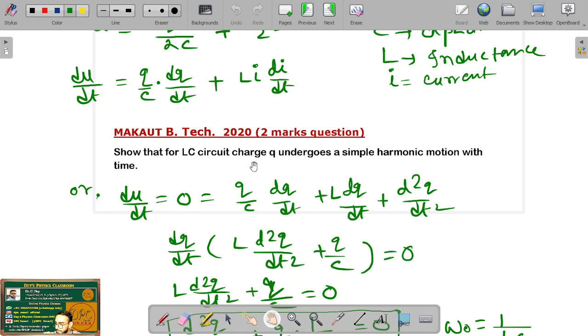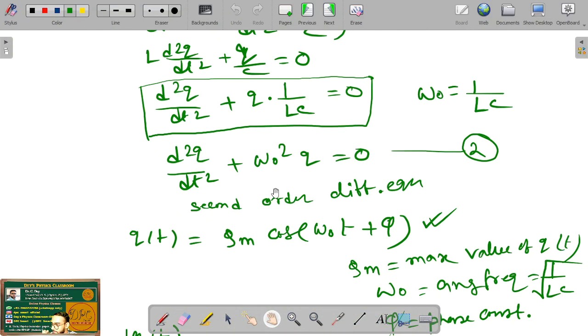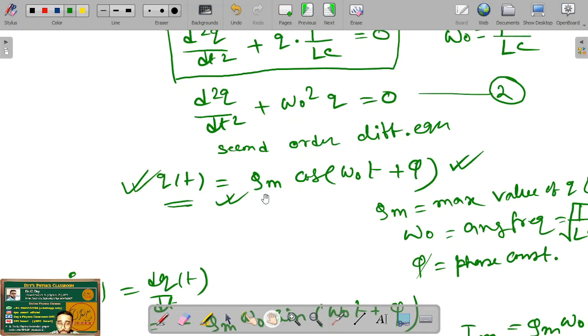Now in the 2020 MAKAUT BTech physics question paper, a 2 marks question came, showing that for an LC circuit, charge q undergoes a simple harmonic motion with time. So we have found the charge q here for the LC system. This one is the expression for charge q. So we can see from this equation that charge q undergoes a simple harmonic motion with time. So the answer of the question has been solved.